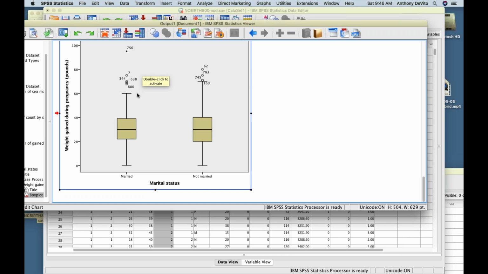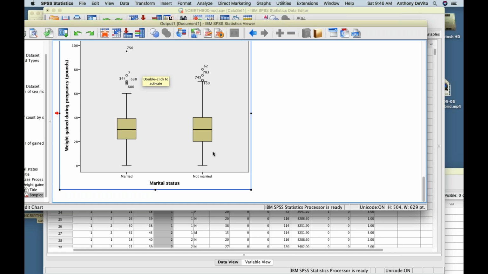Okay, so if we look at this, we can see there's a bit more variability among the women who are not married. I'm not so sure about, like, 0 doesn't make much sense here. That's probably a missing value rather than really one of these recorded as 0.